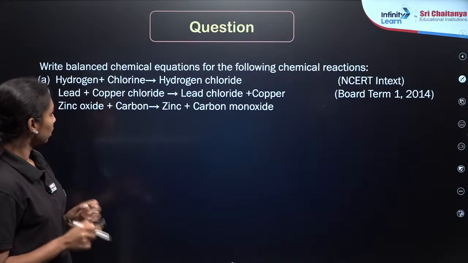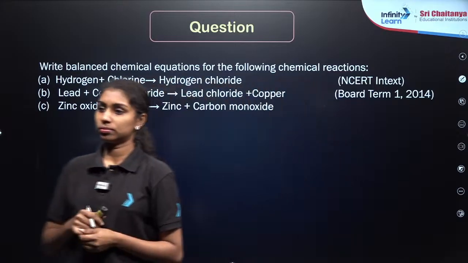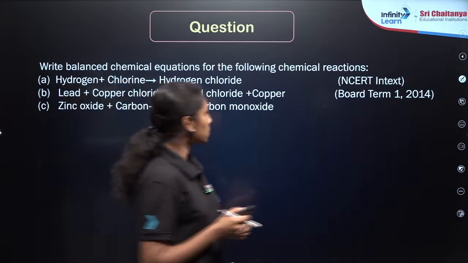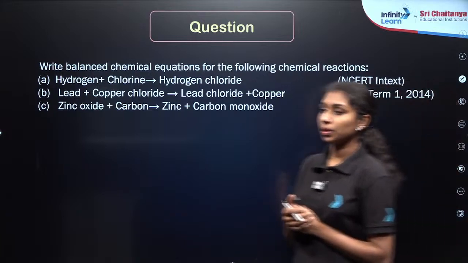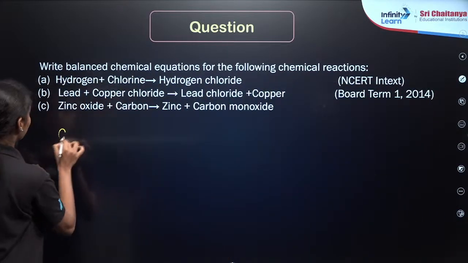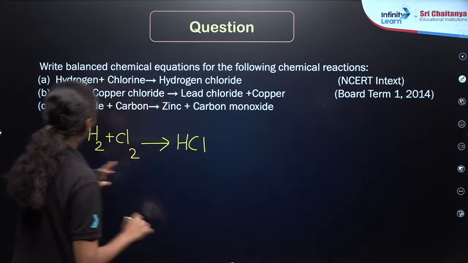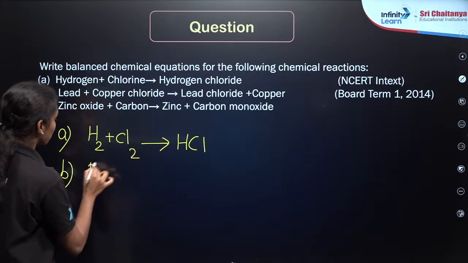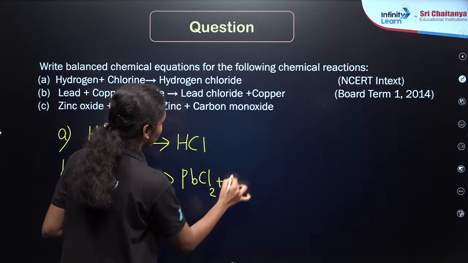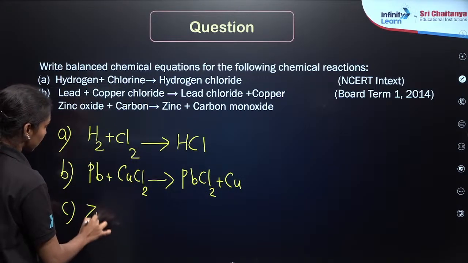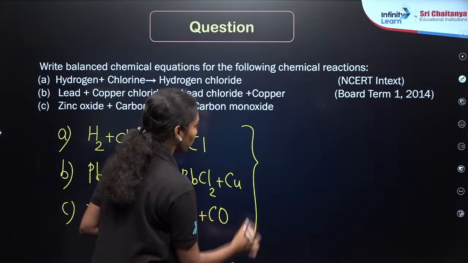Now, this is our next question. There is an option provided here, so you can take it as homework. Write the balanced chemical equations for the following chemical reactions. Three reactions are given here. I will just write down the equations, and you need to balance them. Hydrogen: H2 plus Cl2 gives HCl. You need to balance it, take it as homework. Then the second case, lead plus copper chloride: Pb plus CuCl2 gives PbCl2 plus copper. Third case, zinc oxide: ZnO plus carbon gives zinc plus carbon monoxide. These are the general equations you need to balance.